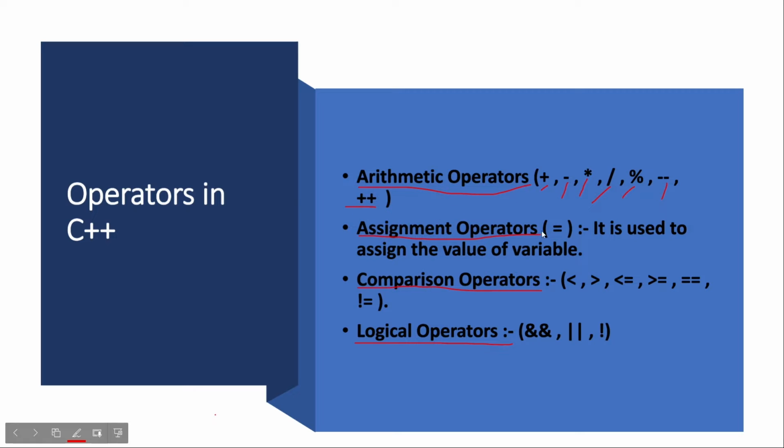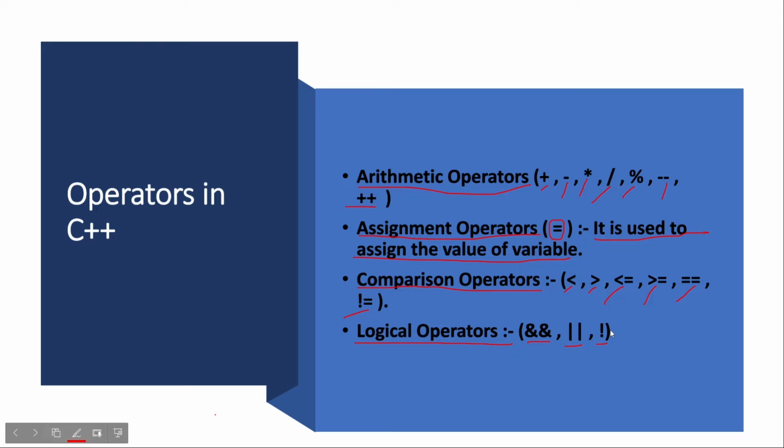In assignment operators, the equals to sign is used. Basically, the assignment operator is used to assign the value of a variable. Now let's discuss comparison operators. In comparison operators, less than, greater than, less than equal to, greater than equal to, is equals to, and not equal to are used. In logical operators, logical and, logical or, and logical not are used.